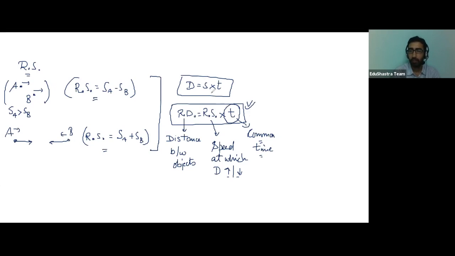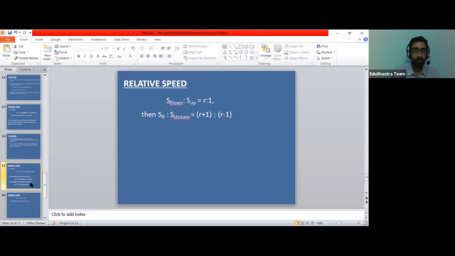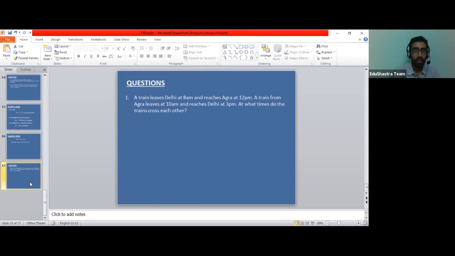So, in fact, you must have done this in school. Remember all concepts used in school, no problem. The only thing I want you to remember is that T must be common. You can't have a situation in which one is moving and the other is not. So that's what has been summarized in this slide. If traveling in the same direction, the relative speed is always the difference of speeds. If the objects are traveling in the opposite direction, relative speed is the sum of speeds. Oops. Have a look at this simple question.